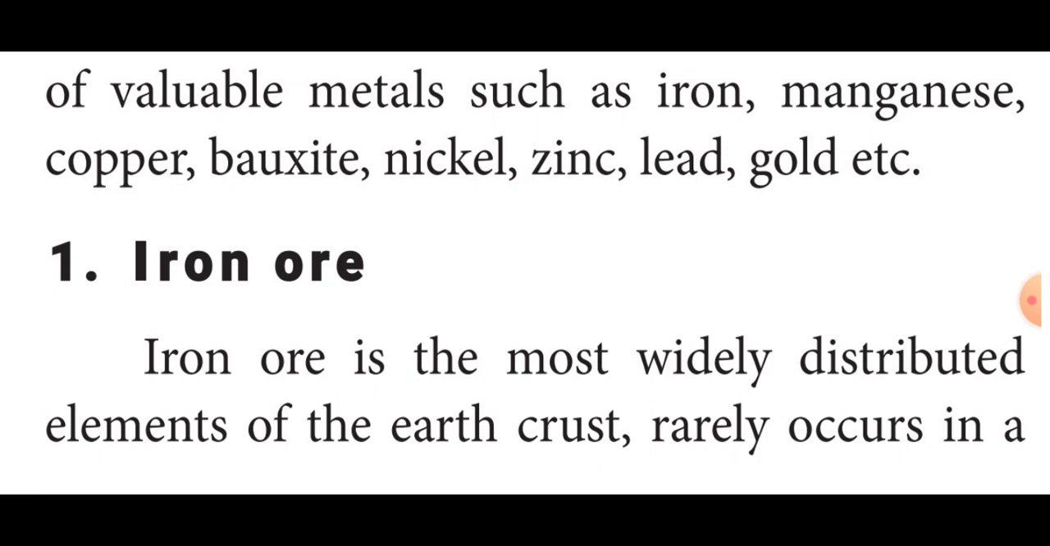For example, iron, manganese, copper, bauxite, nickel, zinc, lead, gold, etc. These are the important varieties of metallic minerals. What are the important varieties of metallic minerals, students? Very good. Iron, manganese, copper, bauxite, nickel, zinc, lead, gold, etc. The first important variety is iron ore.